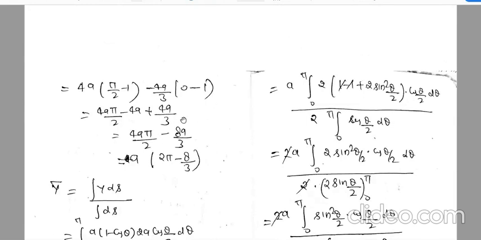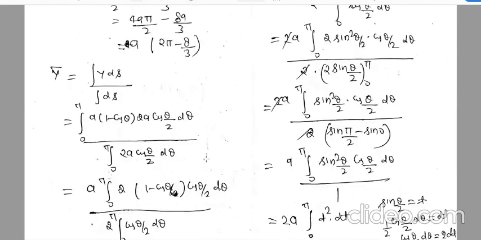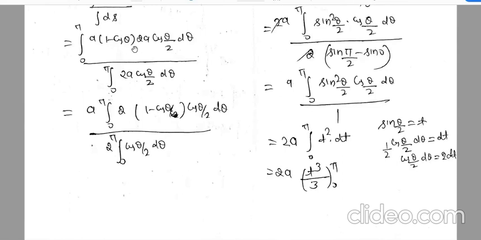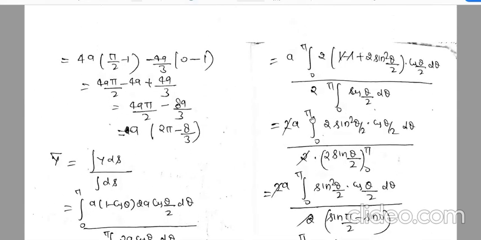So after solution you can get x bar equal to this one, right? Now y bar is equal to integration y ds upon integration ds. So the integral from 0 to pi of a(1 minus cos theta) times 2a cos theta by 2 d theta upon this one. So again you can see cos theta by 2 minus cos theta into cos theta by 2 upon this one. So just solve this.